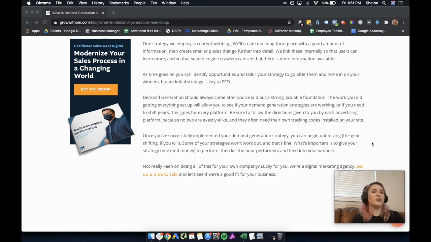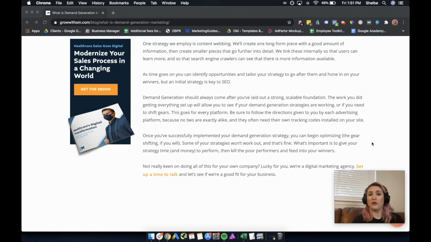Demand generation, just to conclude, should always come after you have laid out your strong foundation. It should be scalable. And then the work you did getting everything set up is what's going to allow you to see if these demand generation strategies are actually working. If you're doing all this work and you don't have any of your event tracking set up, you're going to have no idea what's going on. You'll have no idea what's working. You might see people are coming in, so you know something's working, but you don't know what.